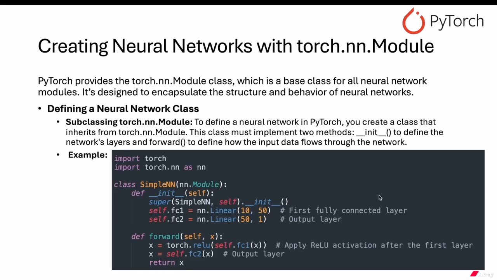Then I'm saying self.fc1 = nn.Linear(10, 50), which is the first fully connected layer. Then self.fc2 = nn.Linear(50, 1), which is the output layer. Then I have another function here, forward with self and x as arguments: x = torch.relu(self.fc1(x)), where we apply the ReLU activation after the first layer, and then x = self.fc2(x), which is the output layer, and return x.